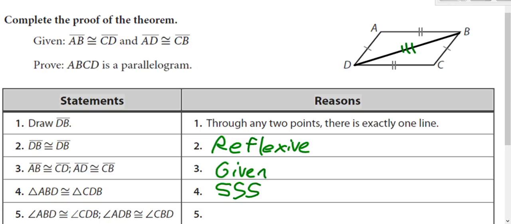Now, since the triangles are congruent, we have the angles ABD congruent to CDB, because those are corresponding parts of those triangles. Also, ADB, this angle over here, is congruent to CBD, because those are also corresponding parts of congruent triangles. Corresponding parts of congruent triangles are congruent.